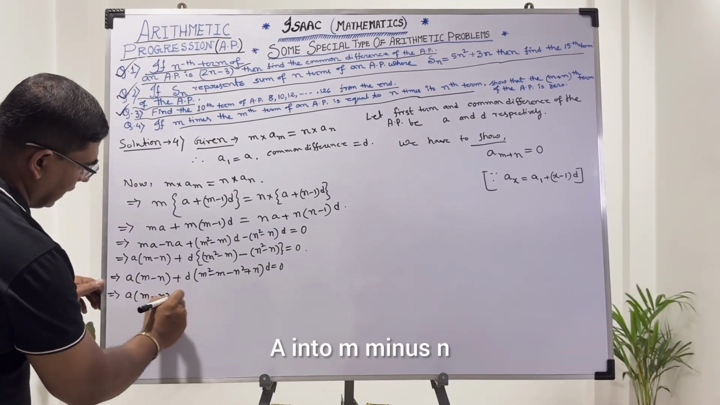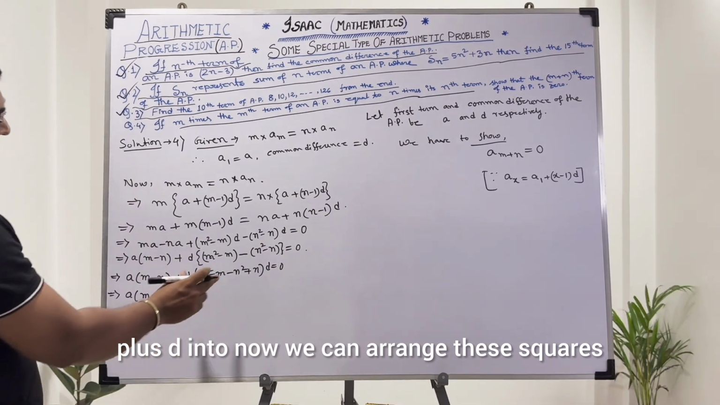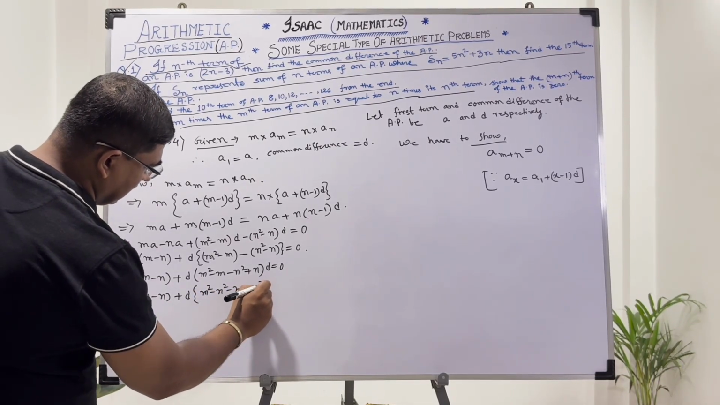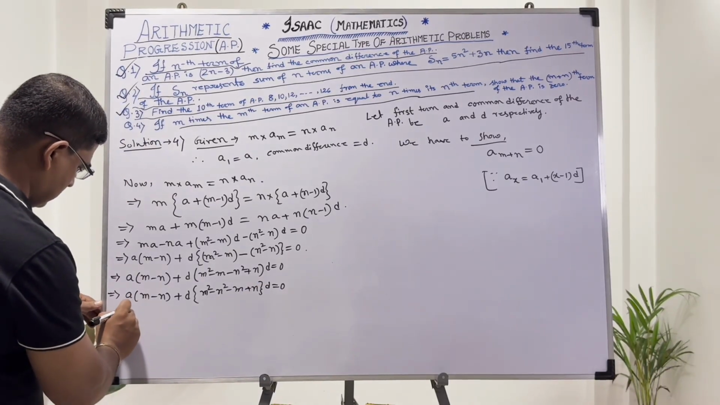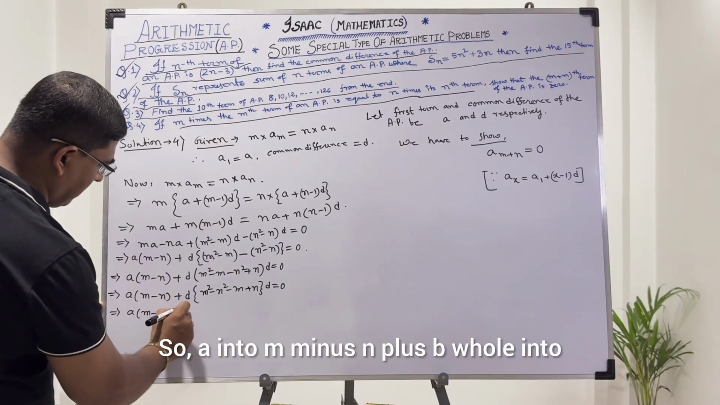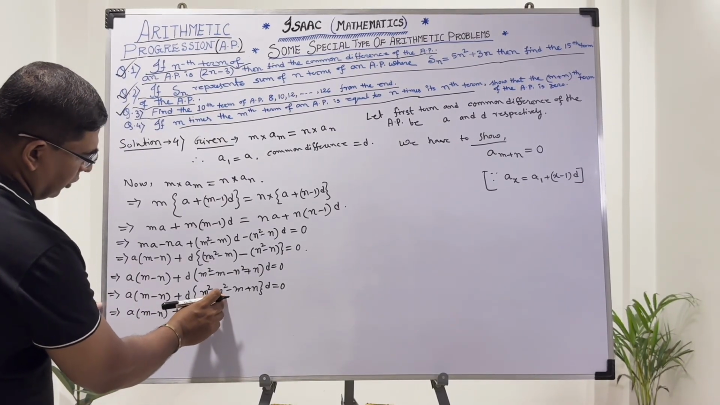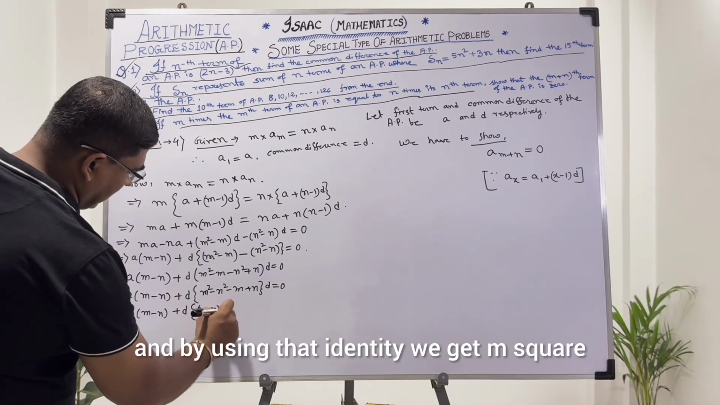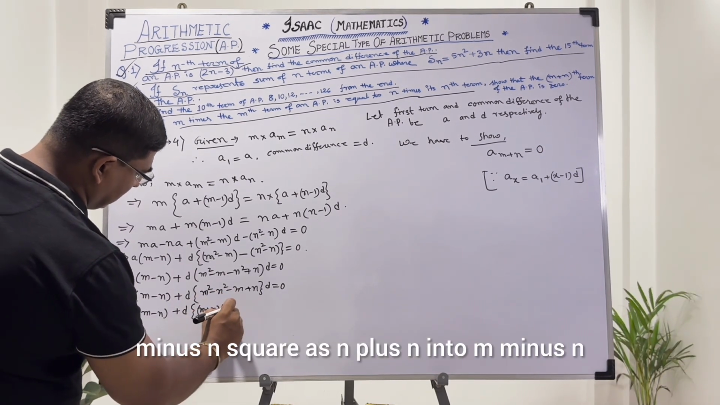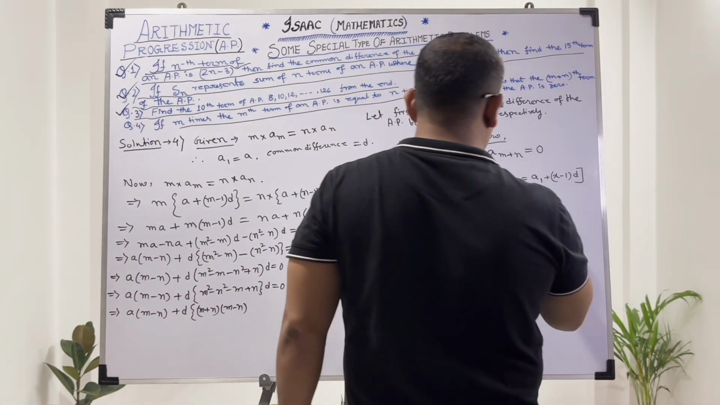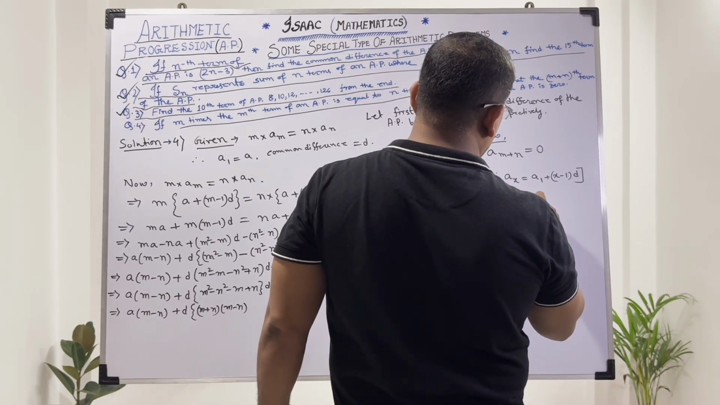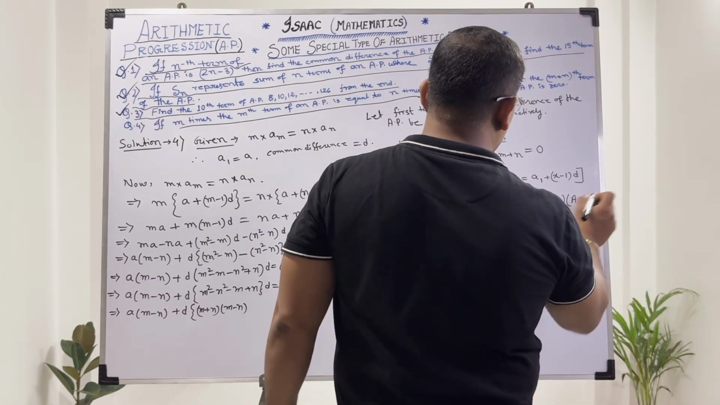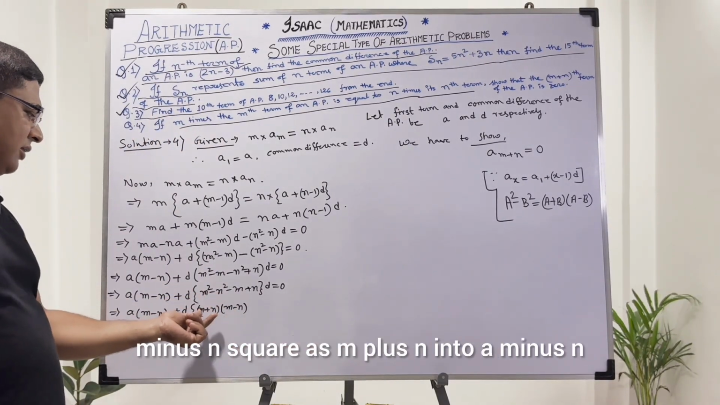A into m minus n plus d into, now we can arrange these squares, that is m square minus n square minus m plus n whole into d equals 0. So a into m minus n plus d whole into, we can use the a square minus b square identity, and by using that identity we get m square minus n square as m plus n into m minus n. The identity is a square minus b square equals a plus b into a minus b.